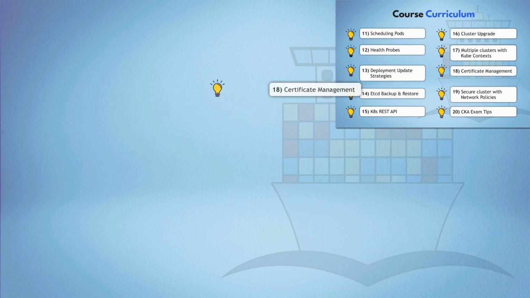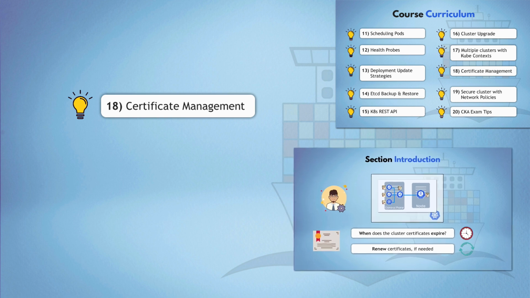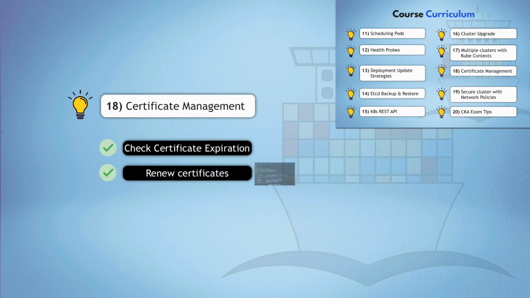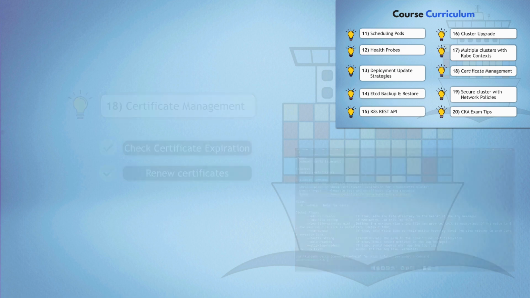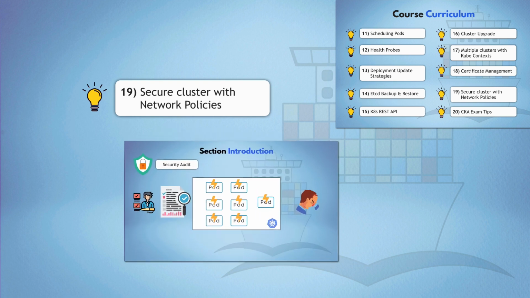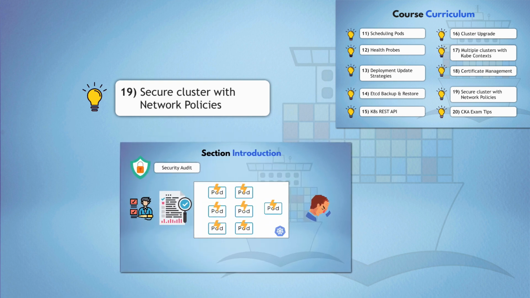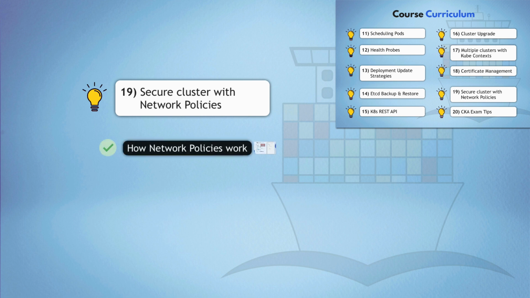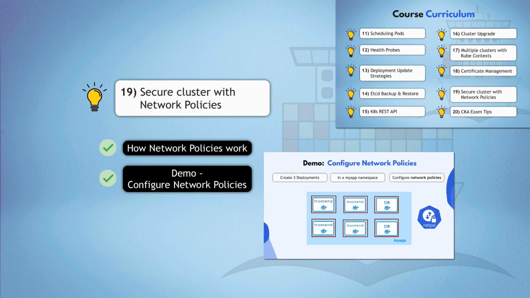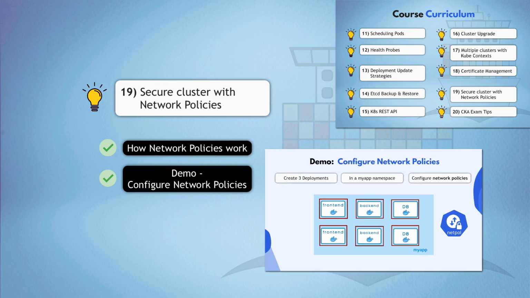As part of the Kubernetes administrator job, you will also learn how to check expiration of Kubernetes certificates and how to renew them. When configuring Kubernetes clusters, you will have to also take care of securing your cluster in different ways. One of the ways of securing the cluster is by restricting the communication between the applications within the cluster to minimize the attack surface. And for that, we will learn about network policies and how to configure them in Kubernetes.